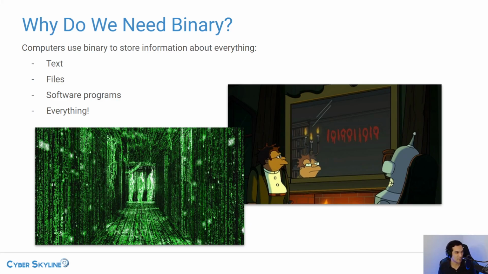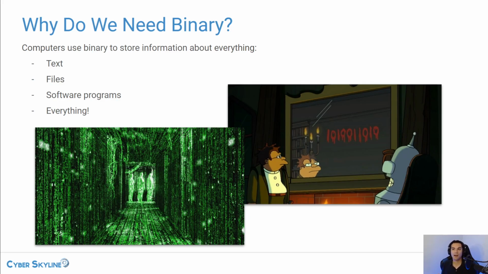So the stuff that you see in the Matrix with all the ones and zeros going everywhere, it's a little bit of fluff and it really doesn't mean anything. On the right side here, I got a screenshot from Futurama. That's actually a message that is being written in binary. And that's a little bit more accurate for what binary is.